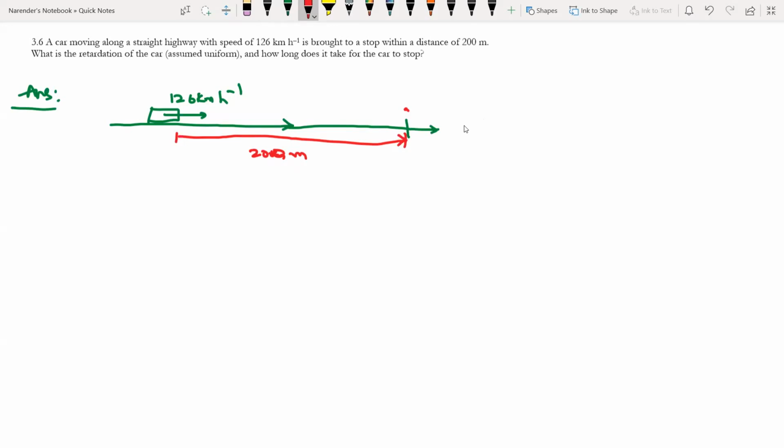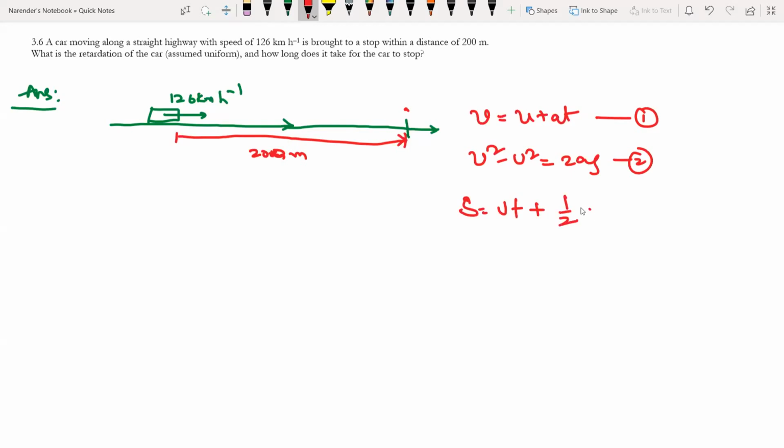Now for any problem, we have three main important equations, and you have to write them all. v is equal to u plus at. v square minus u square is equal to 2as. First equation, second equation. s is equal to ut plus half at square. These are the three equations. Almost 90% of the problems can be solved by these three equations. So first of all, write down the given information so that you'll know which of the three formulas can be used to get the solution.